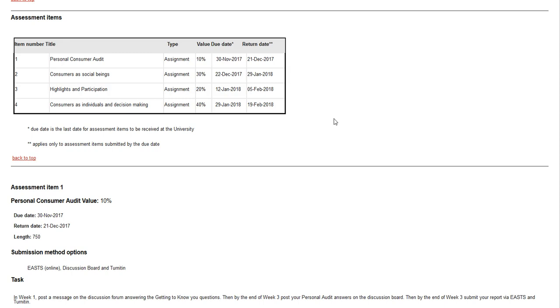The third assignment is really called Highlights and Participation. The whole thing is really about participation. This is getting you engaged and reading some of the academic literature to help you build up your theoretical knowledge of the subject. The final report for Highlights and Participation is due on the 12th of January. The last assignment, which is the major assignment worth 40%, is looking at the individual aspects of decision making. So decision making as it relates to individuals, it's due on the 29th of January.